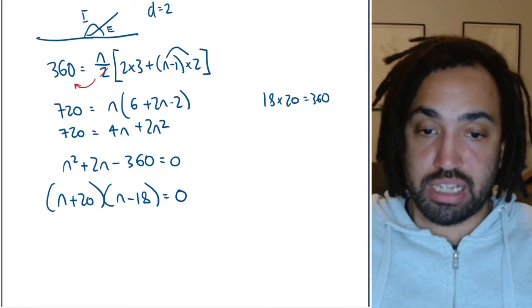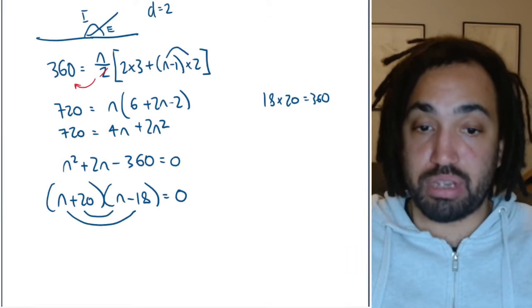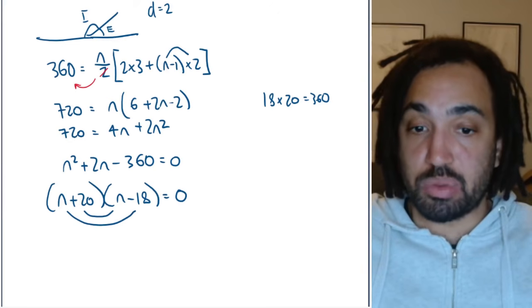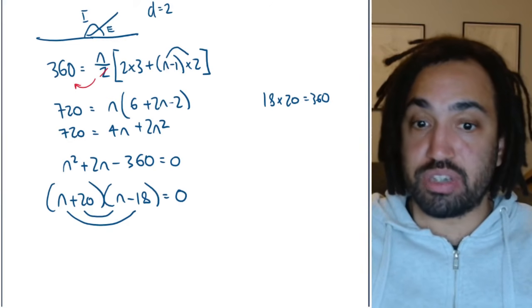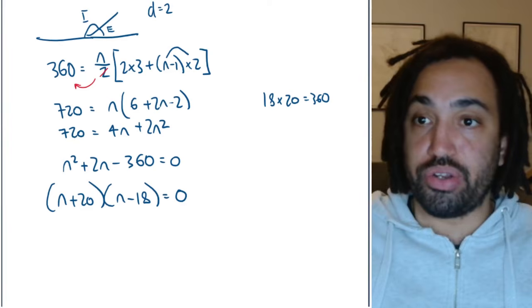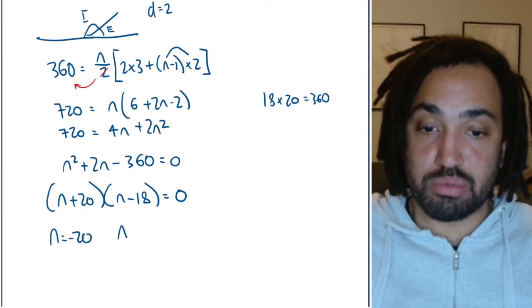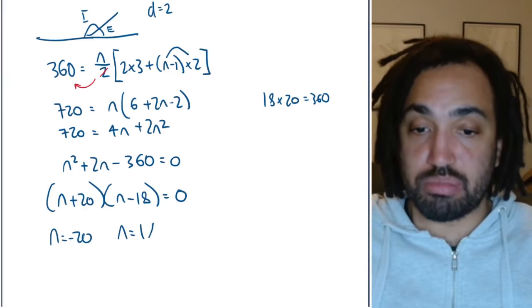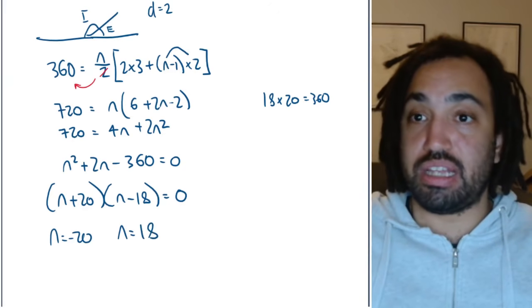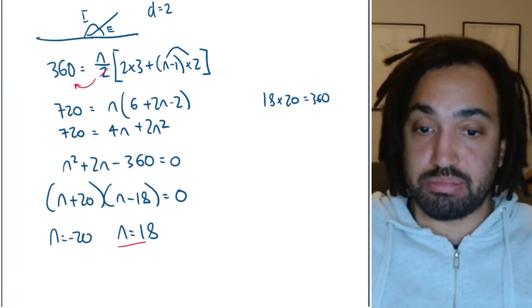Let's just double check that. We're going to get 20n and we're going to get minus 18n, so that gives me the plus 2. And again, 20 times 18 is 360, so we are good. So this tells me that n equals minus 20, which is impossible because it has to have a positive number of sides, and it tells me that therefore the n is 18.